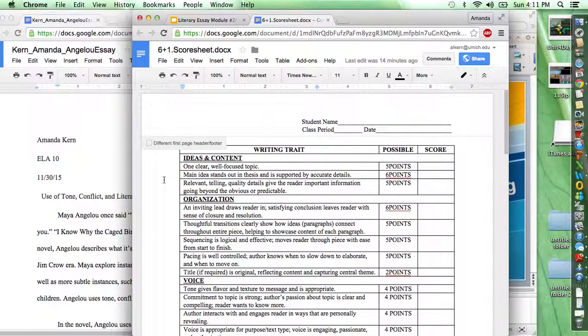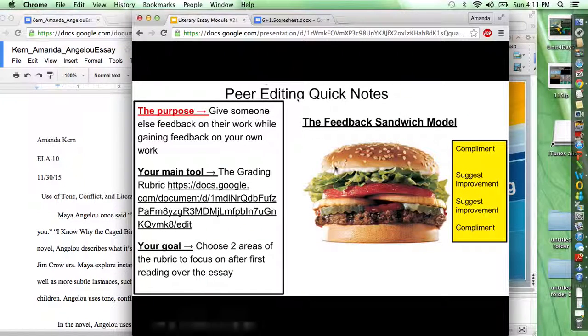So now that you understand the grading rubric, let's go ahead and go back to our quick notes and wrap up before we jump into editing an essay. So we're going to use the feedback sandwich model, which is kind of like a cheeseburger. So you want to start with the bun, which is a compliment, right? So you want to start by making sure you say something good about the person's writing. Even if you don't think anything is good about the person's writing, you need to make something up because it's important to compliment the writing so that the person can take your suggestions for improvement without feeling threatened by them.